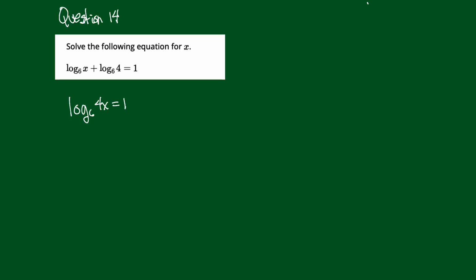Now, logarithm is the exponent, right? The logarithm is the exponent. So the exponent is 1. Exponents go on a base, so this is 6. So I get 6 to the 1 is equal to 4x. That's just 6 equals 4x. Let's divide by 4. We'll get x equals 6 over 4. Or how about x equals 3/2?